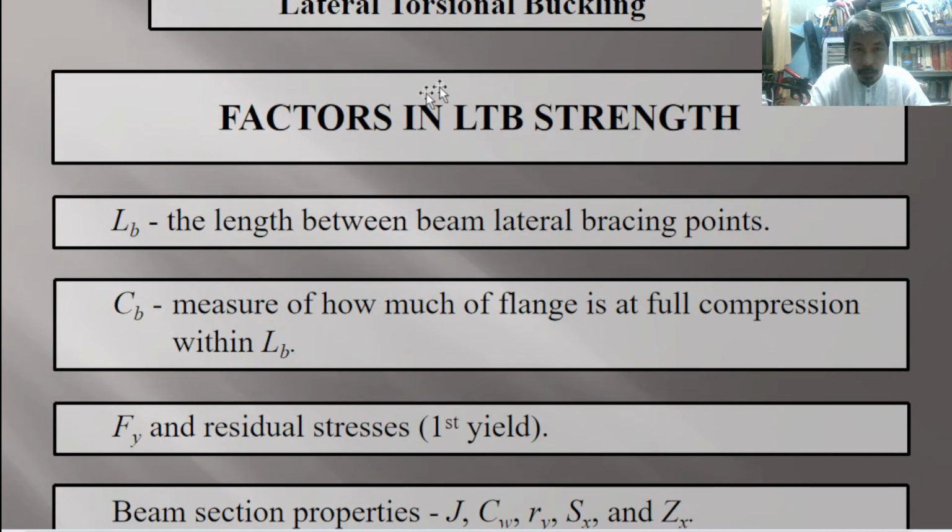So lateral torsional buckling factors and LTB strength. Length between the beam lateral bracing points, Lb. Cb, very important. Also, a measure of how much of the flange is at full compression within Lb. And Fy and residual stress, first yield. So the model of first yield, that is what we mean by first yield.